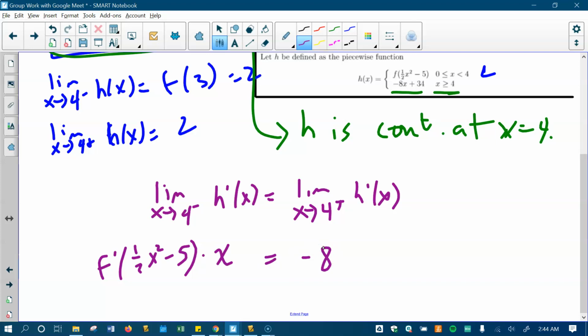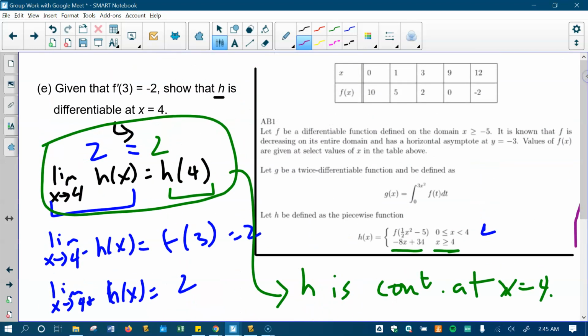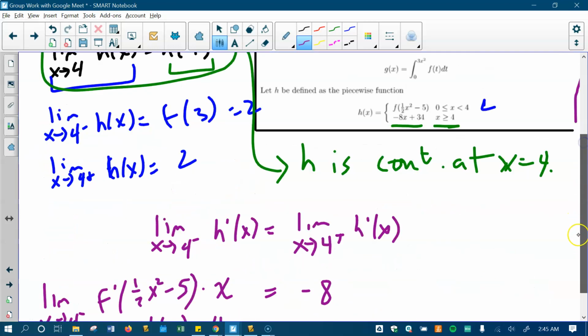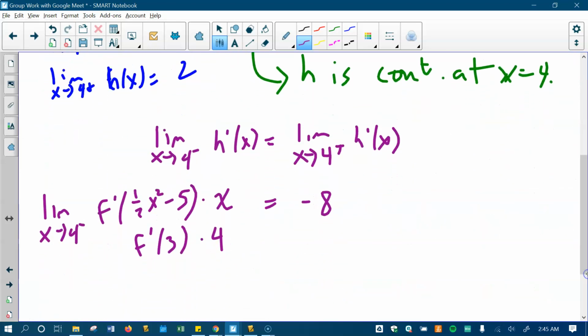So now let's plug in 4. And again, I should still have a limit here in front. Okay, so now when I plug in 4 here, I get 4 squared, which is 16. 16 divided by 2 is 8. 8 minus 5 is 3. So now I have f prime of 3 times 4. Now let's see what f prime of 3 is. F prime of 3 is -2. So I get -2 times 4, which is -8. Which is -8 equals -8.